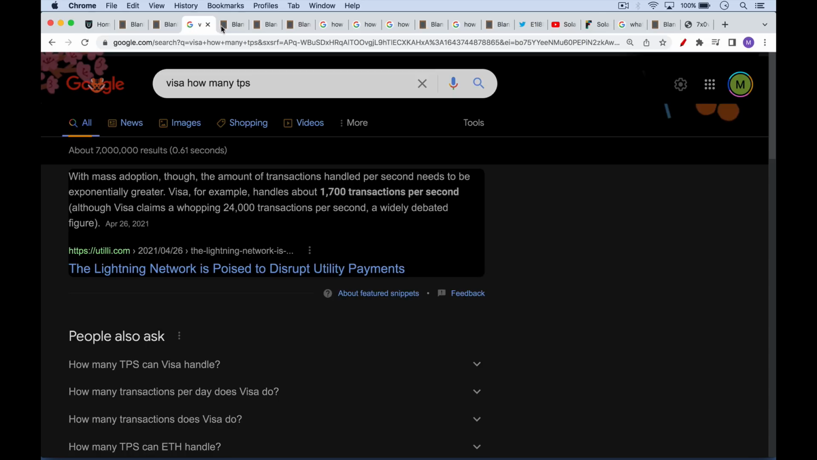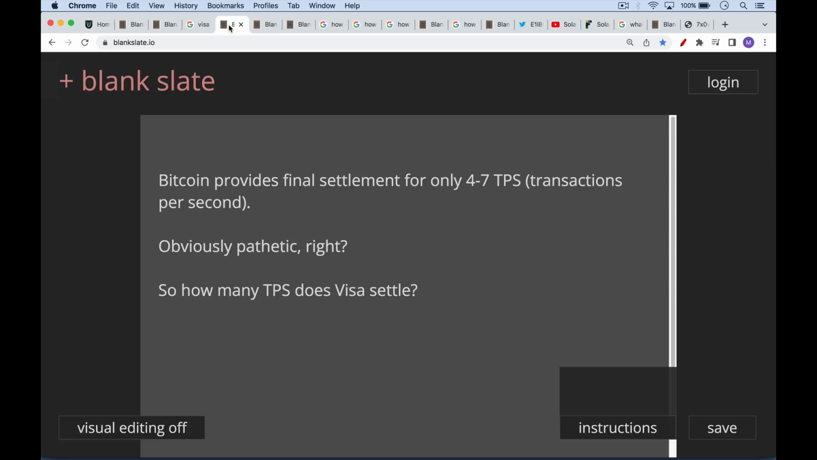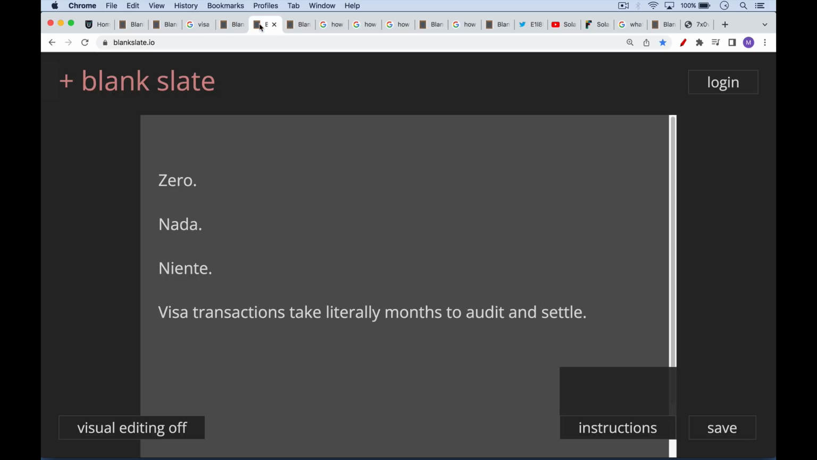We're going to look into that verb, what handles means. By contrast, Bitcoin provides final settlement for only about 4 to 7 TPS, or transactions per second. So for a newcomer, this obviously seems fairly pathetic. So how many TPS does Visa actually settle? Well, the answer is Visa handles 1,700 transactions per second, but they actually settle zero, nada, niente. Visa transactions literally take months to audit and settle.